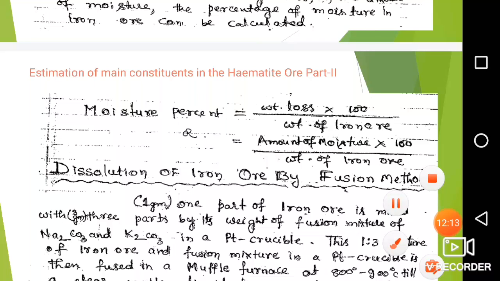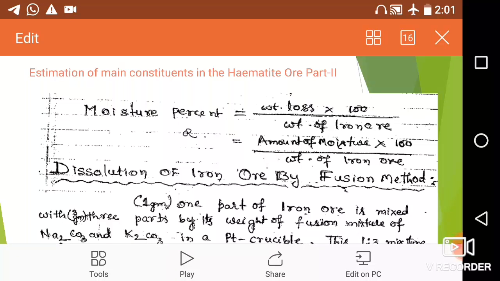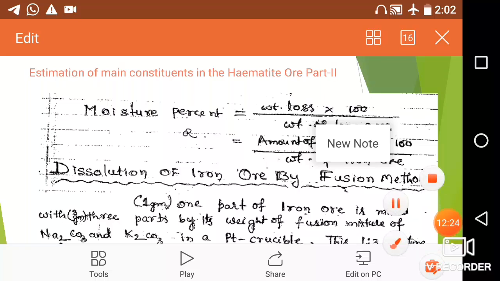So in this way we can determine the moisture and combined oxide present in the iron ore, that is haematite ore.